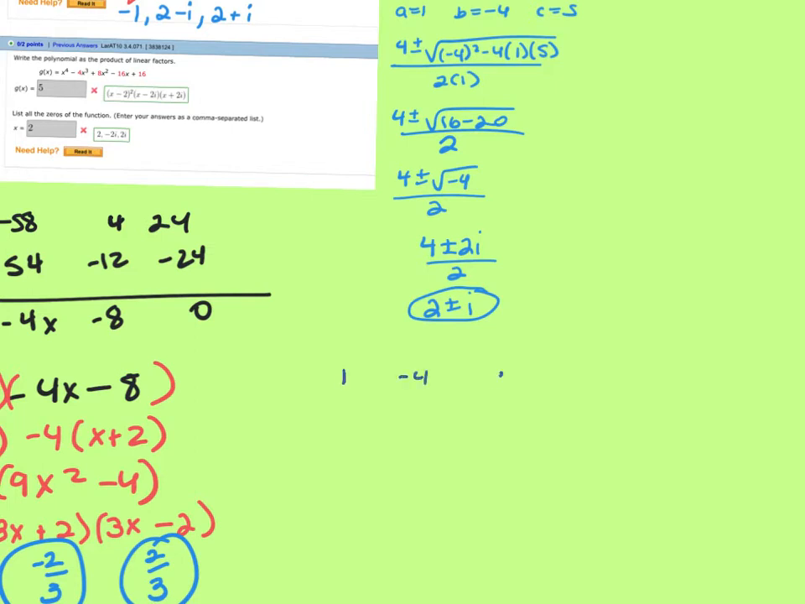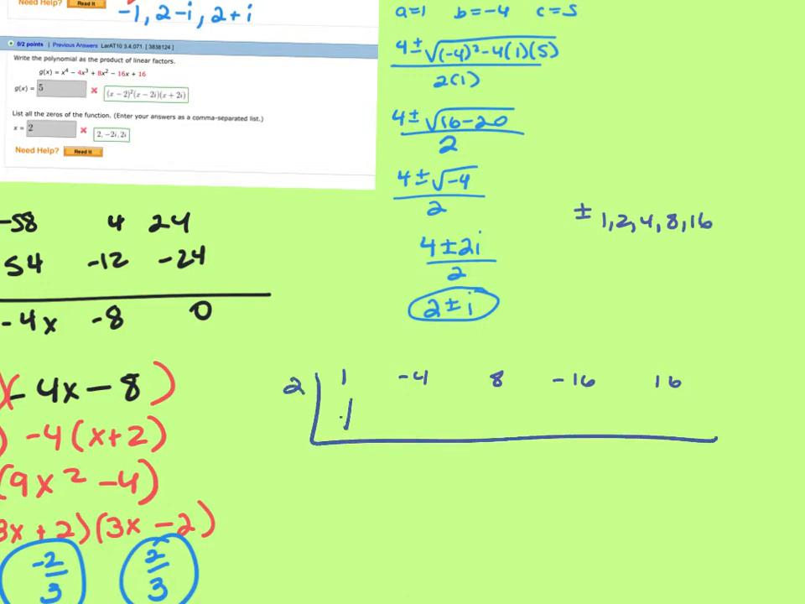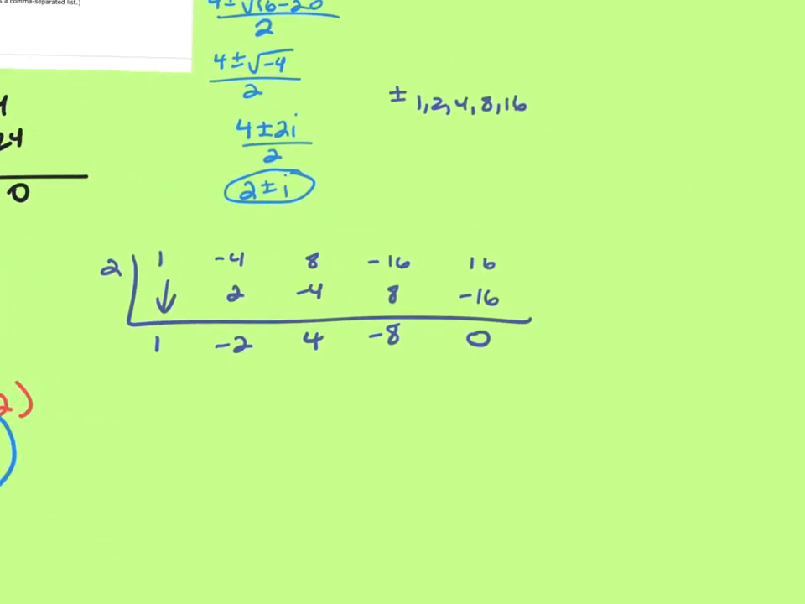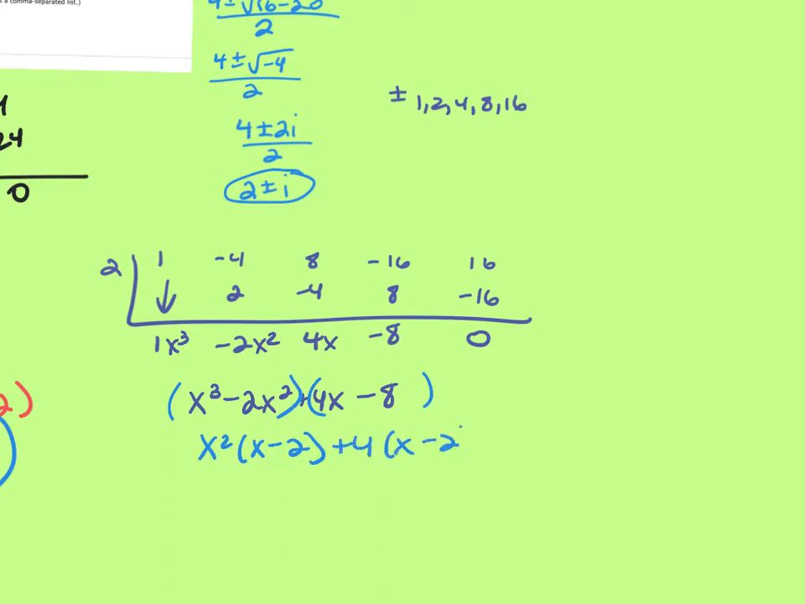So 1, negative 4, 8, negative 16, and 16, and my possibles were plus and minus 1, 2, 4, 8, and 16. So the first one that worked was 2. Bring down the 1, 2, negative 2, negative 4, 4, 8, negative 8, negative 16, 0. So then I'd get x to the third minus 2x squared plus 4x minus 8. And this can get factored by grouping. Take out an x squared, x minus 2, take out a 4, x minus 2, x minus 2, x squared plus 4. So this means that there's another 2.